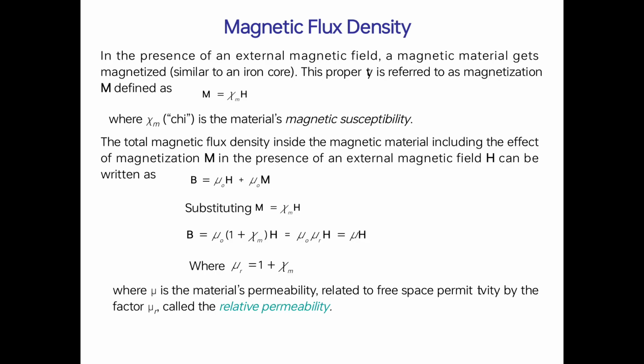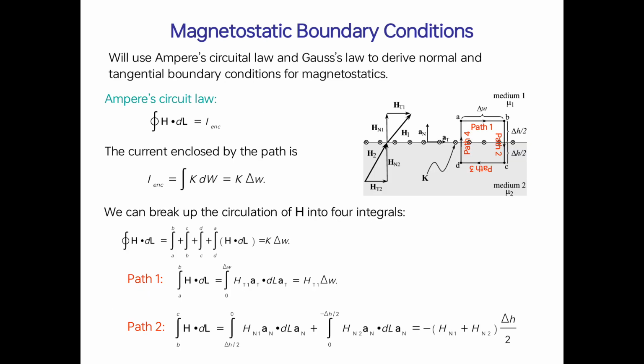Magnetic flux density. In the presence of external magnetic fields, a magnetic material gets magnetized. This property is referred to as magnetization and it is denoted as M. M = χm H, where χm is the magnetic susceptibility. The total magnetic flux inside the magnetic material, including the effect of magnetization in the presence of external magnetic field H, can be written as B = μ0 H + μ0 M. Substituting M = χm H, we will get B = μ0 (1 + χm) H. That will be equal to μH, where μ = μ0 (1 + χm) is the material's permeability, related to the free space permeability by the factor μr called the relative permeability.